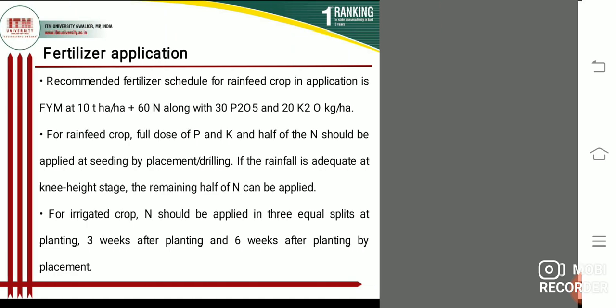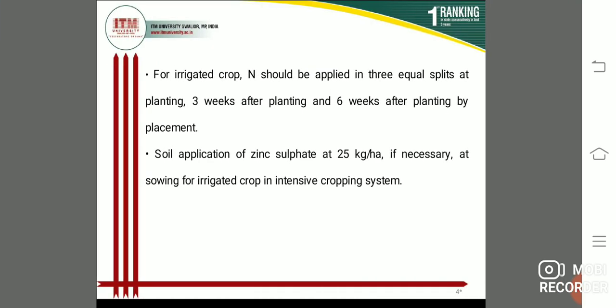Next, for irrigated crop, nitrogen should be applied in 3 equal splits at planting, 3 weeks after planting and 6 weeks after planting, by placement. Soil application of zinc sulfate at 25 kg per hectare, if necessary, in the nursery at sowing for irrigated crop in intensive cropping systems.